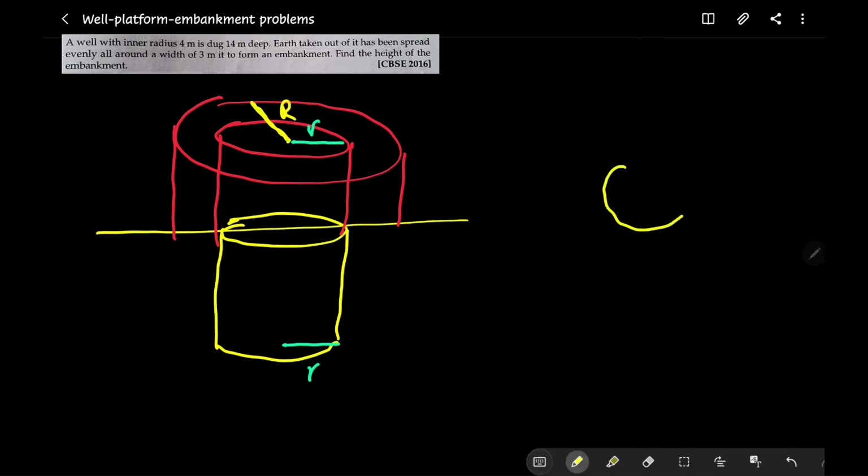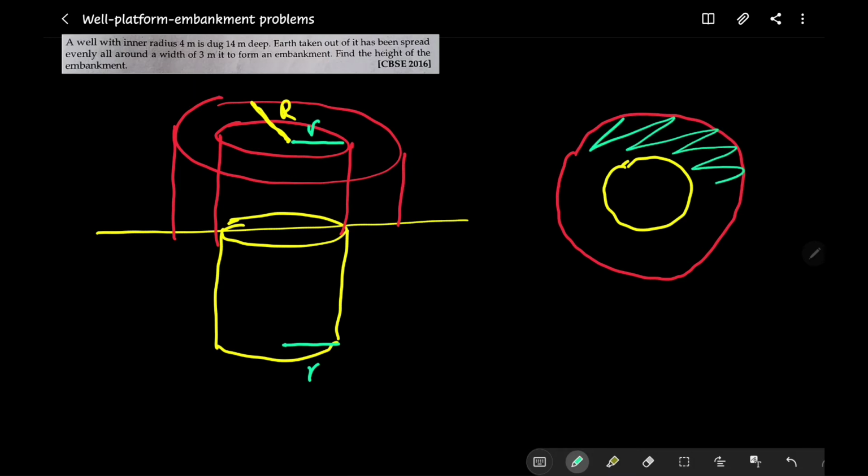If you want to see the top view of this structure, that is a circle for the well. Around this yellow circle, I am drawing one red color circle, which is the outer wall of this embankment. Whatever is marked in green color is the surface on which people can stand and fetch the water from the well. So the top view is clearly saying it is a hollow cylinder. As far as the heights are concerned, I can take capital H as the height of the well, actually the depth of the well, and the height of the embankment I am taking as small h.